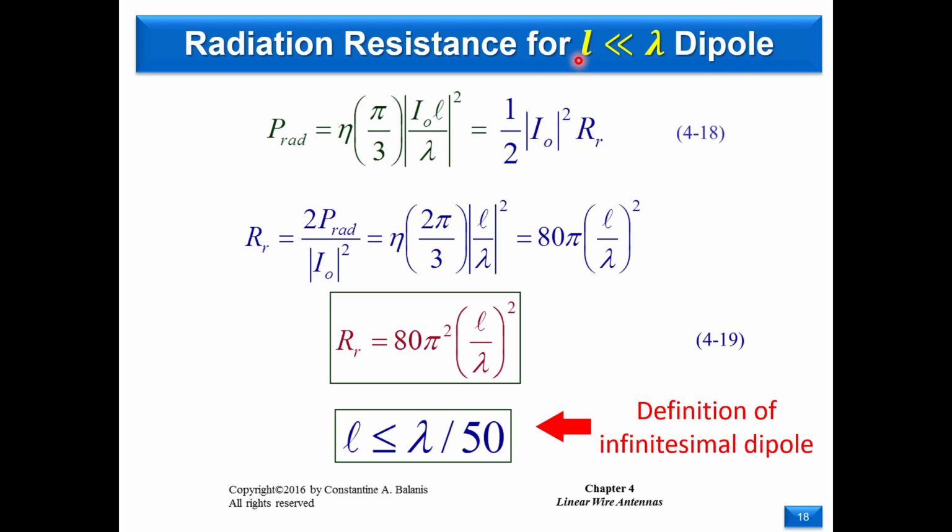And remember, this is for an infinitesimally short dipole, or infinitesimal dipole. Infinitesimal dipole means that L over lambda is less than 1 over 50, so it's almost a differential element. And in this case, the radiation resistance has this value, 80 pi squared multiplied by (L over lambda) squared. And of course, this is a very small resistance because L over lambda is really small.